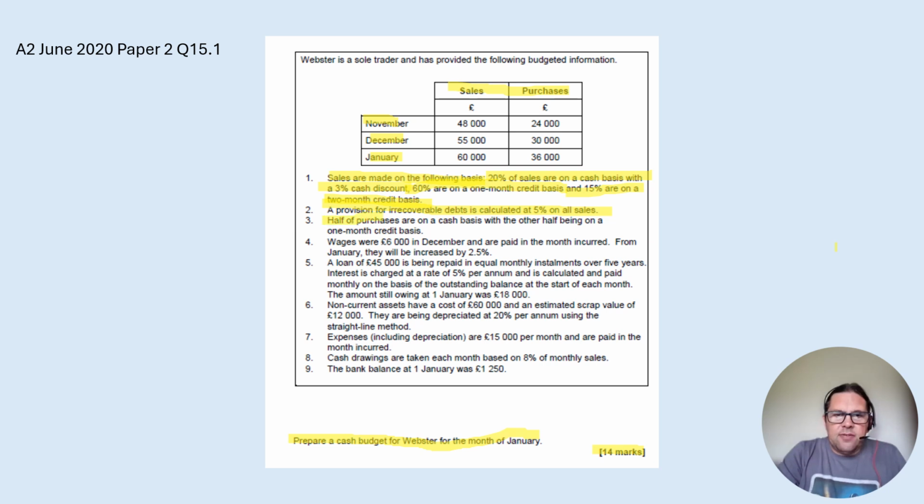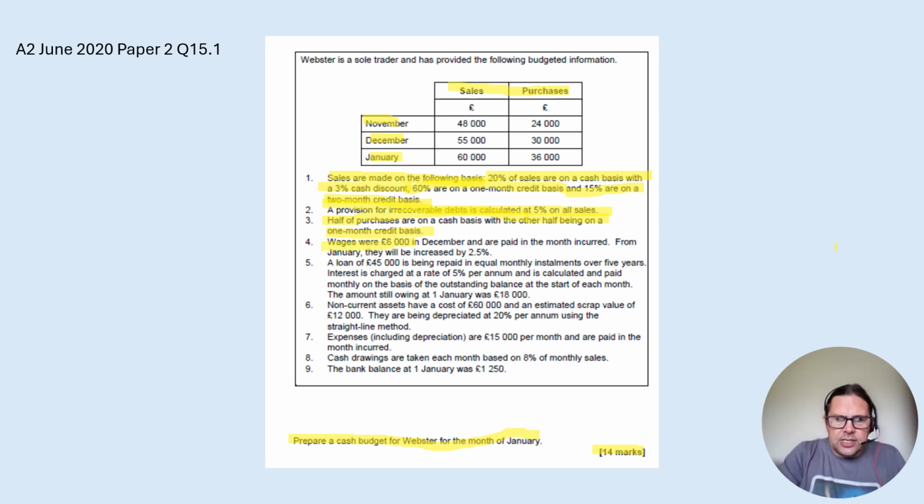Item 3, half of purchases are on a cash basis. So 50% of January's purchase figures will be cash purchases in our outflows, and the other half are on a 1-month credit basis. So we'll pay half of December's purchases in January. Nothing for November, that's already been paid.